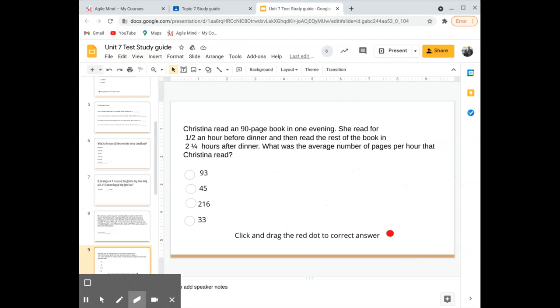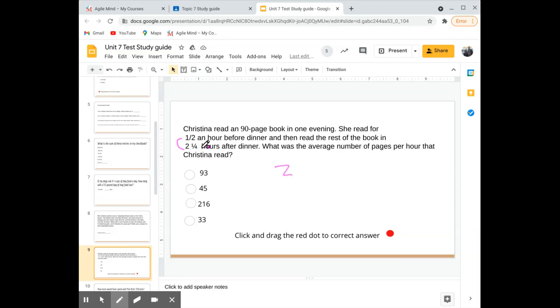Christina reads a 90-page book in one evening. She read for a half hour before dinner and then read the rest of the book 2 1/4 hours after dinner. So what was the average number of pages per hour that Christina read? What do I need to do with 2 1/4 and 1/2 before I can figure out how much she read per hour? Add them. Yeah, I need to add them together.